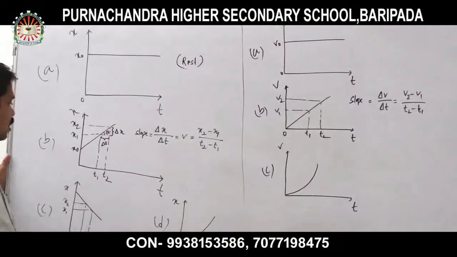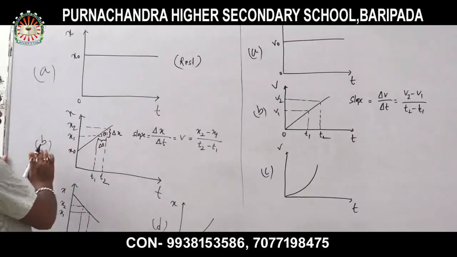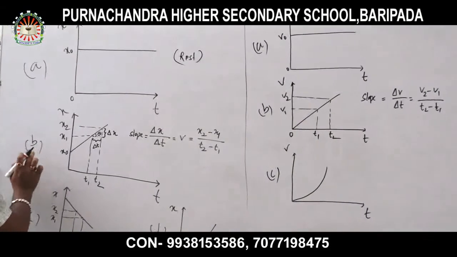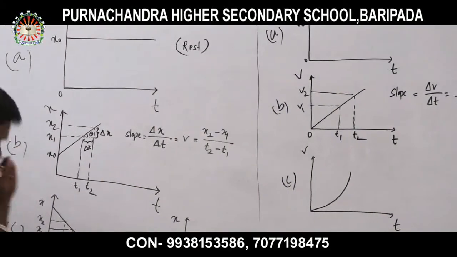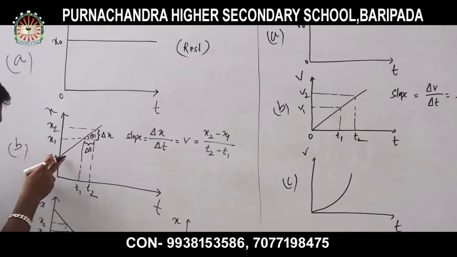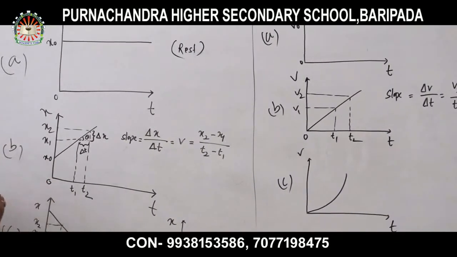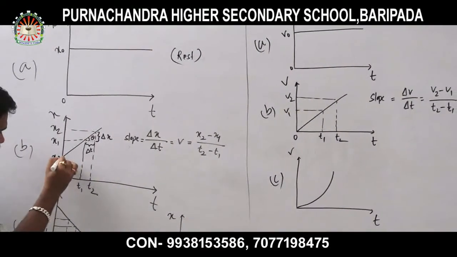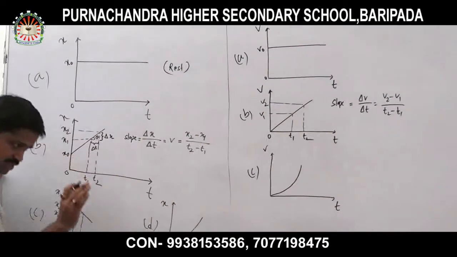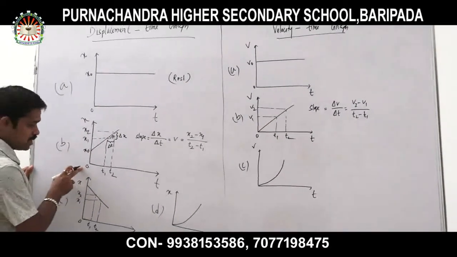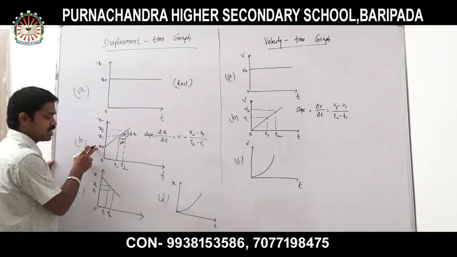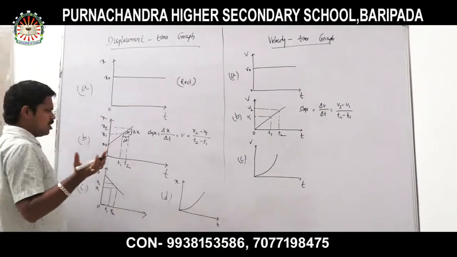Then come to our figure number B. All of you look at it. In this figure number B is a very interesting thing. Look at it. The graph is not starting from the origin. The graph is starting from a displacement x0. That means it is not starting at the origin. So don't worry about that one.